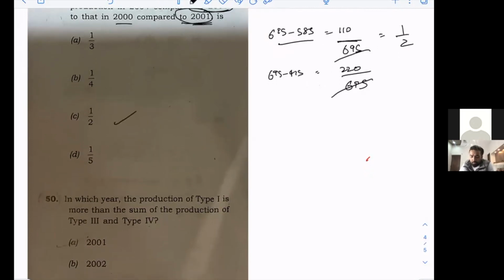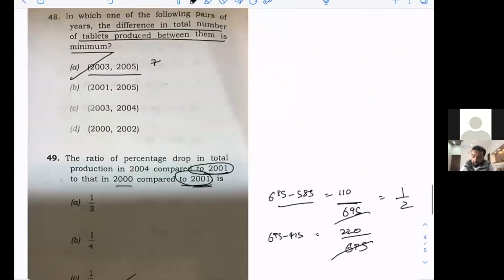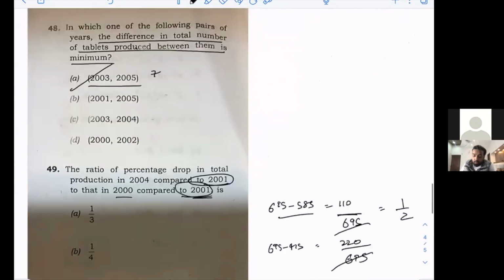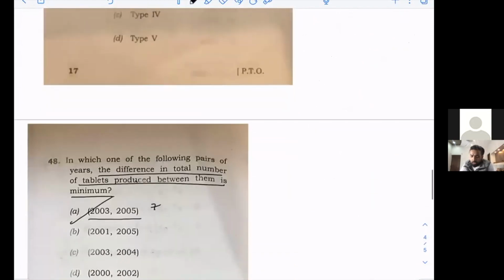In which year the production of type 1 is more than the sum of the production of type 3 and type 4? 2001 पूछता है पहला, हम देखते हैं इसमें है कि नहीं. Again, as I said, in which year the production of type 1, we only have to look at type 1, is more than type 3 and 4. 1, 3 and 4 in the year 2001. 2001 में इसका प्रोडक्शन है 2000. 3 and 4 का टोटल प्रोडक्शन है 245, which is not correct.